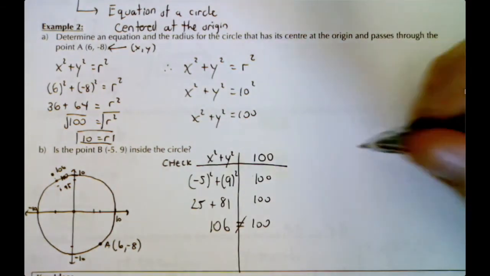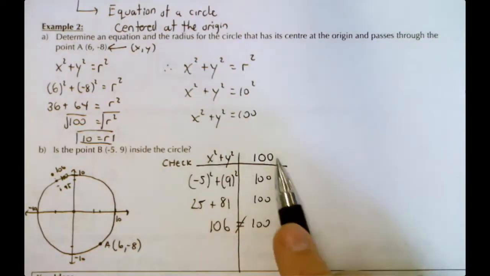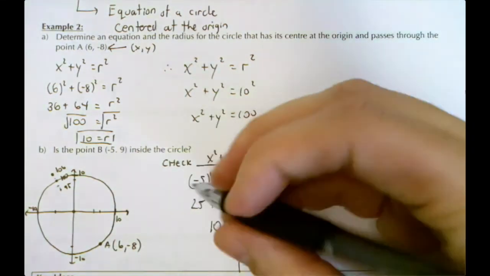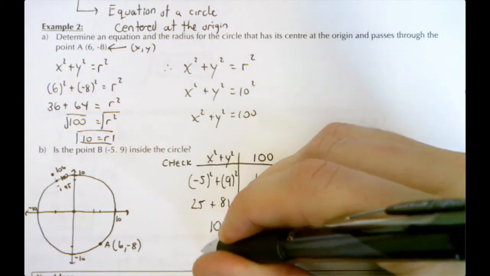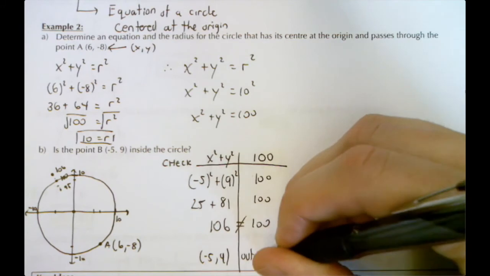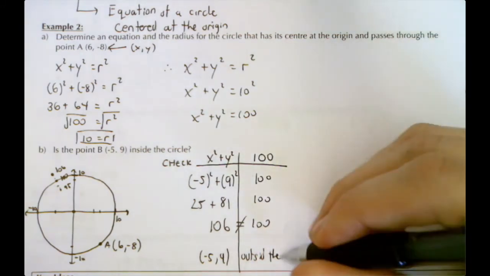So to check, you just plug in the point and see if it equals 100. If it's less, it's inside the circle. If it's more, it's outside the circle. So this point is actually outside. Negative 5, 9 is outside the circle.